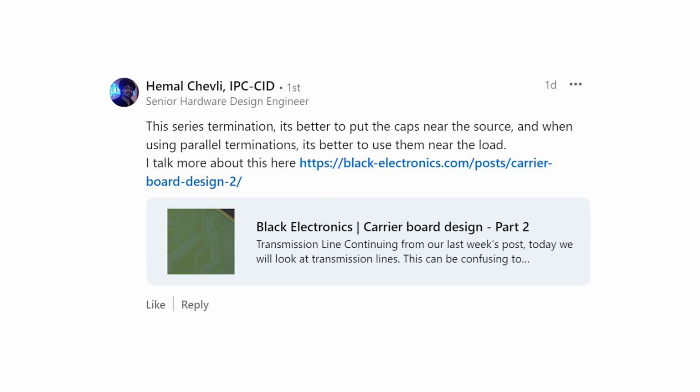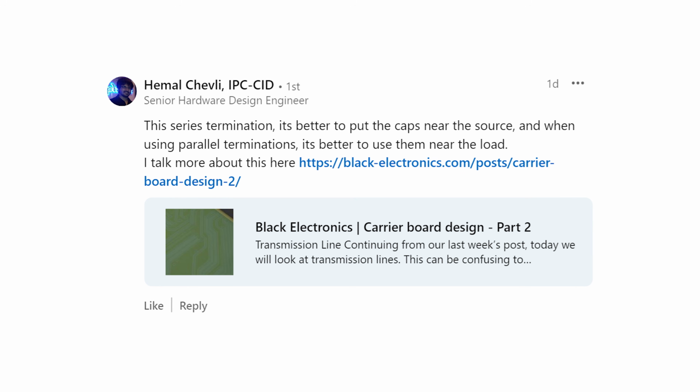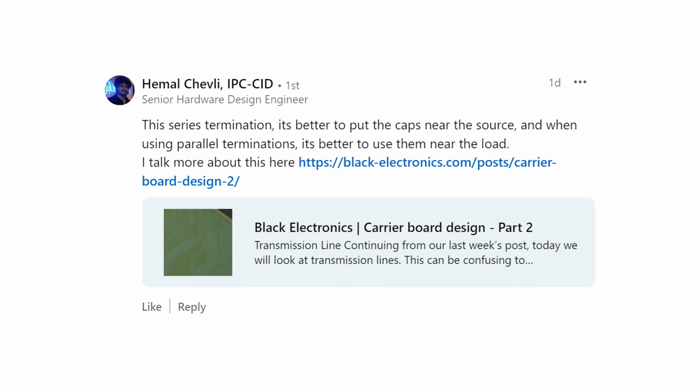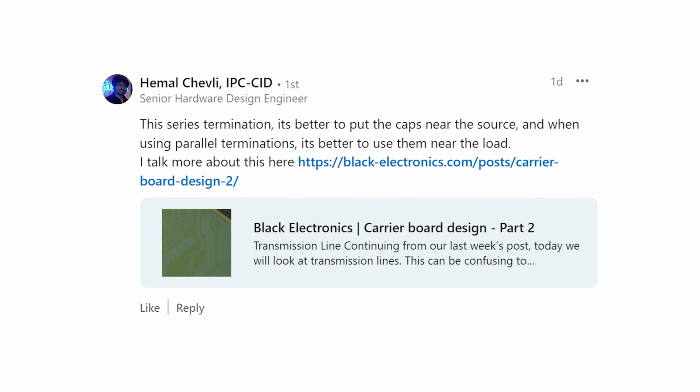Hamal Shevli writes, if you use series termination, it's better to put the caps near the source, and when using parallel termination, which would be at the load, it's better to put the AC coupling caps near the load. He talks more about it in this blog post.